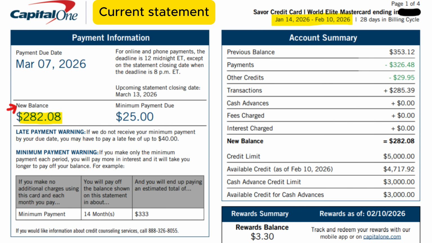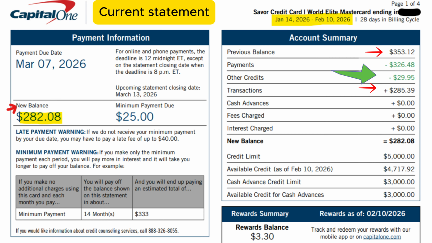So back to the $282.08 statement balance which we are looking at, which basically took my previous statement balance of $353.12 plus any purchase I made on this card, which ended up being $285.39, and then subtracted any payments or credits that I had back to my account, which are $326.48 and $29.95.